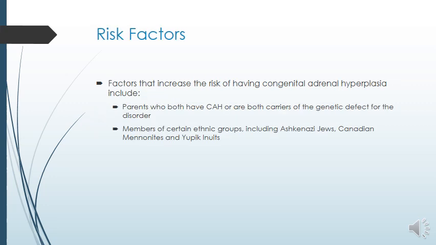Factors that increase the risk of having congenital adrenal hyperplasia include parents who both have CAH or are both carriers of the genetic defect for the disorder. It is autosomal recessive. Members of certain ethnic groups, including Ashkenazi Jews, Canadian Mennonites, and Yupik Inuits, are also at increased risk.